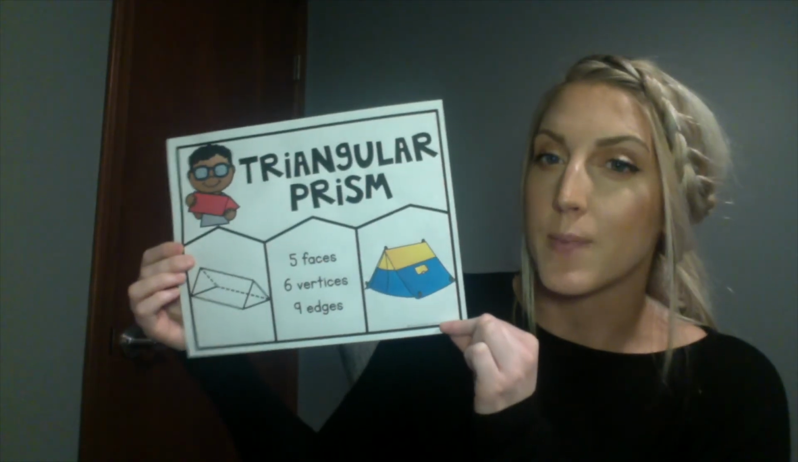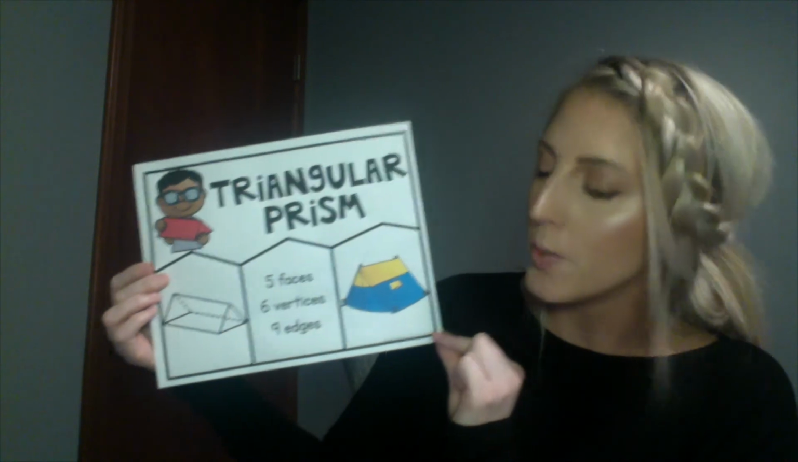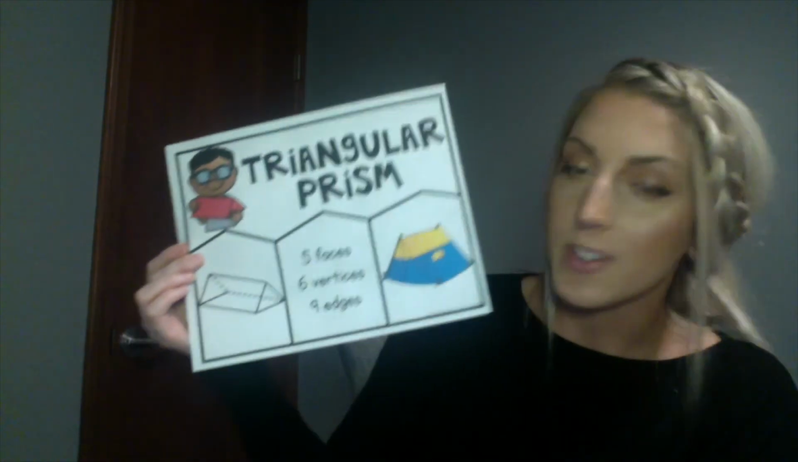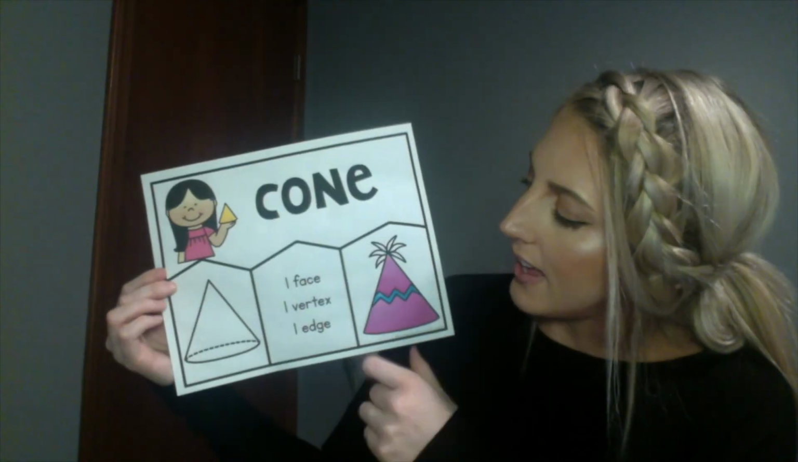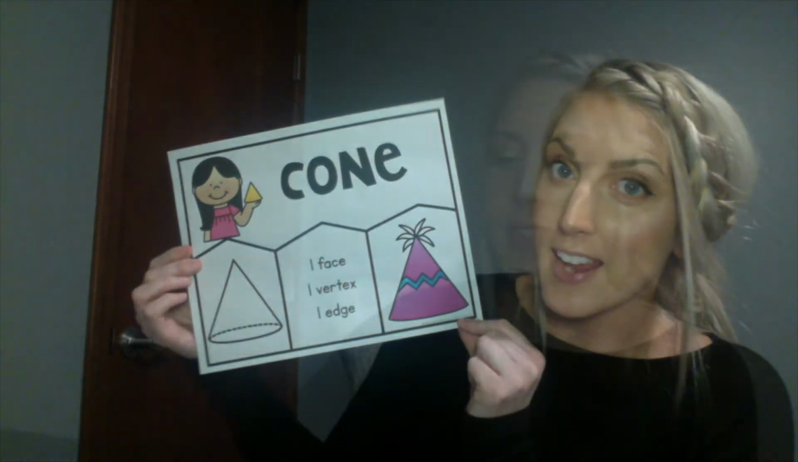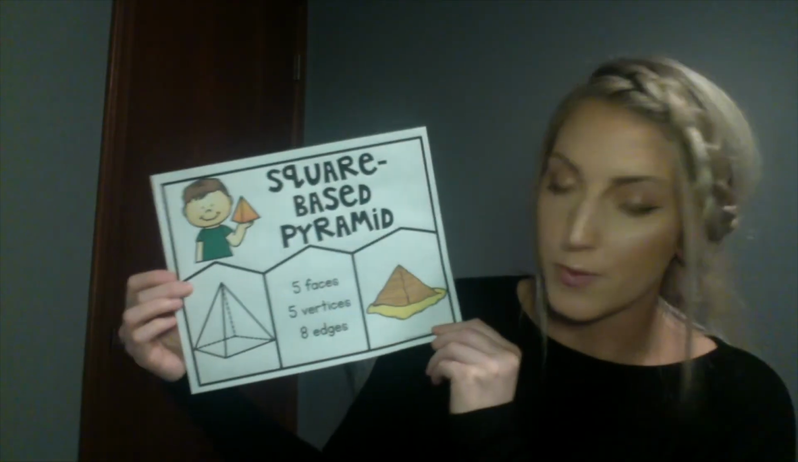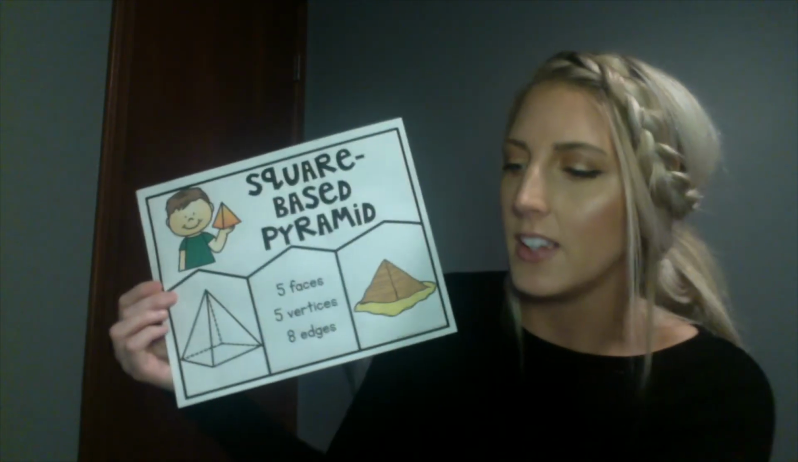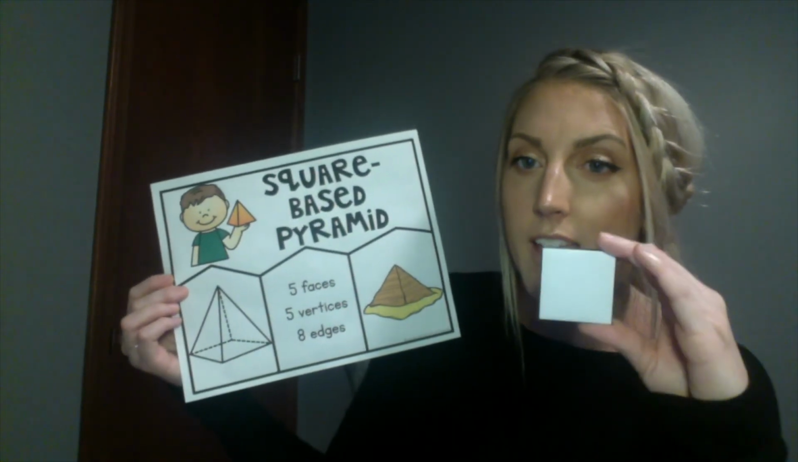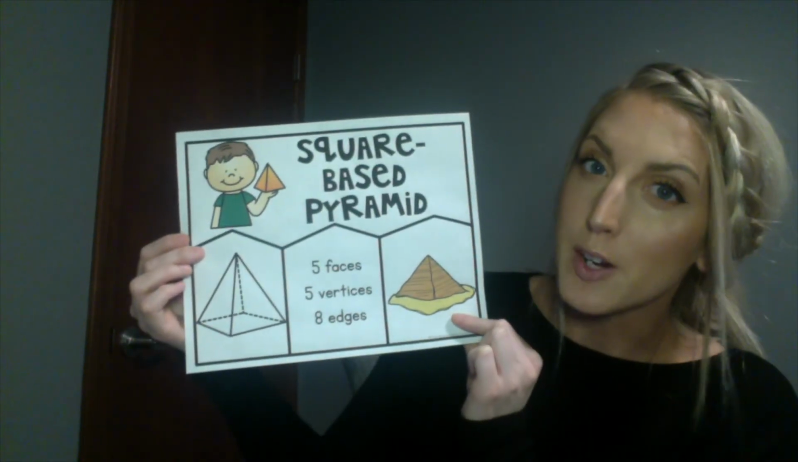Then we learned about a triangular prism. Everybody say that with me. Triangular prism. And their example was a tent. Then we learned about a cone, and their example was a birthday party hat. And last we learned about the square-based pyramid. Remember, why is it called square-based? Oh, that's right, because the base of it is in the shape of a square. And their example was a pyramid from Egypt. I can't wait to see pictures of all the 3D shapes you guys find around your house.